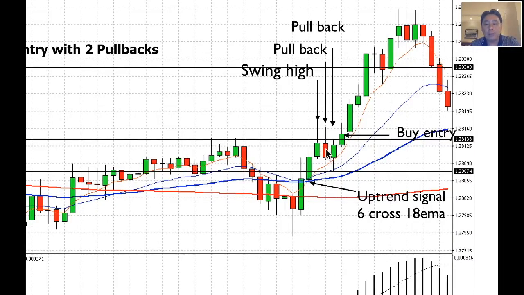So what happens next is after this pullback, I have another pullback, right? So why is this a pullback? Because it makes, again, another lower high and lower low relative to the previous candle. And now this pullback candle happens to be an ice cream bar. Ta-da! I have an ice cream bar. So again, I need a pin bar or an ice cream bar, and then I've got my trigger. So this will now be my trigger candle.